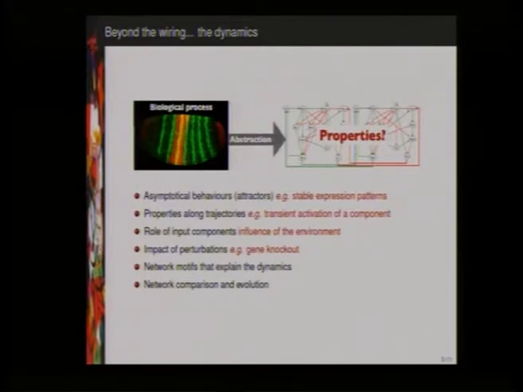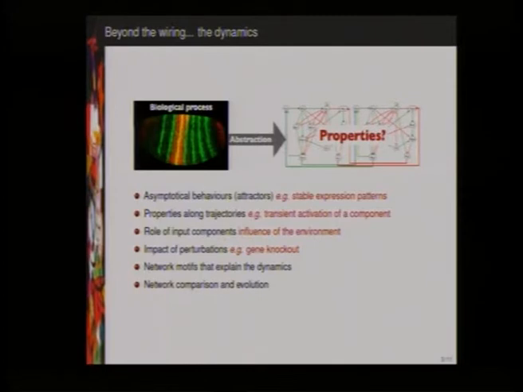The first question is about the asymptotical behavior. So we know that these networks, for example, will drive the system to specific attractors, in this case of the Drosophila embryo, specific patterns of expression. Then we can ask also about the properties along the trajectories going to a given attractor.